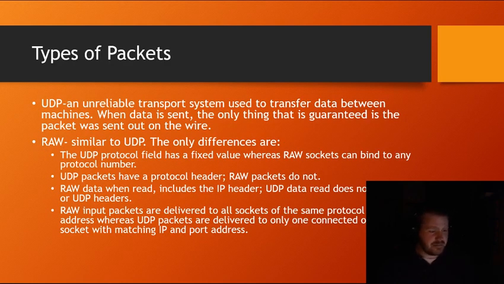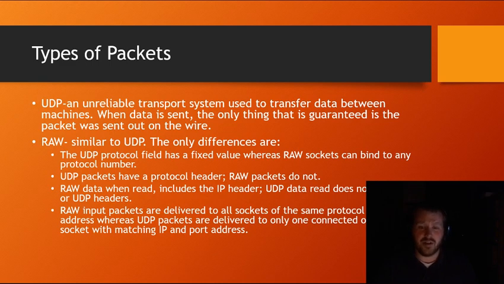All right, so next I'm going to cover a few different types of packets that are used. The first is UDP, which is kind of a basic level packet. It's pretty unreliable. The only thing you can really bet on with a UDP packet is that it's sent. There's not a protocol to tell if it's been received or if it got there in one piece. And then there's also raw, which is similar.